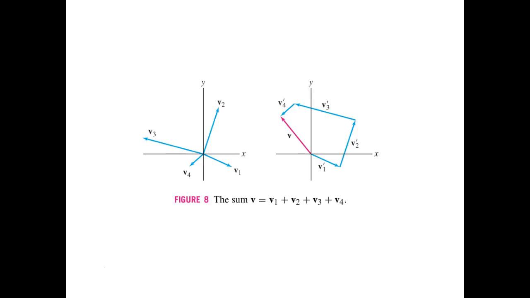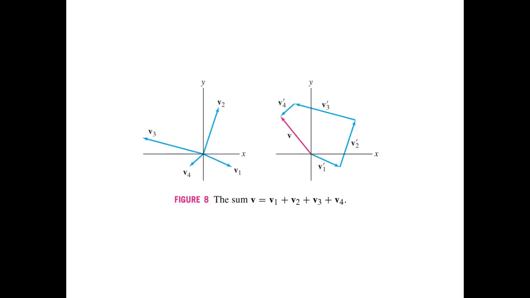Now, vector subtraction is carried out by adding the opposite of one vector to another. And what do we mean by opposite? The negative, exactly. What do we mean by the negative of the vector?